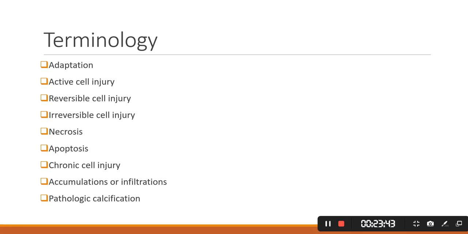Chronic cell injury is when there is a constant stress-like condition, and then there is accumulation or infiltration. Due to any cell injury, abnormal particles come into the cell and get accumulated. And pathologic calcification is generally when those abnormal particles that have entered the cell are put together, the calcium comes and tries to bury them, so that process leads to calcification.